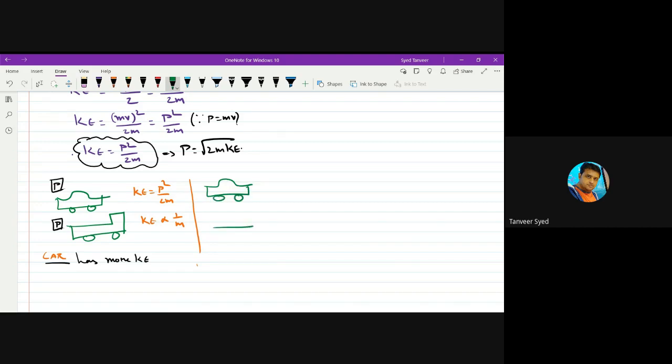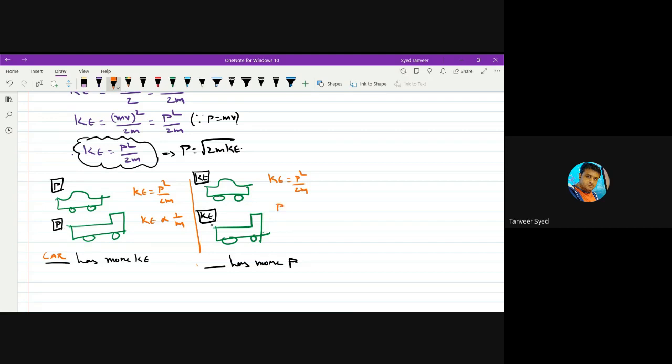Car and a truck are both traveling with the same kinetic energy. Then which has more momentum? Sir, truck, sir. Truck. K equal to P square by 2m. What is constant here? K is constant.